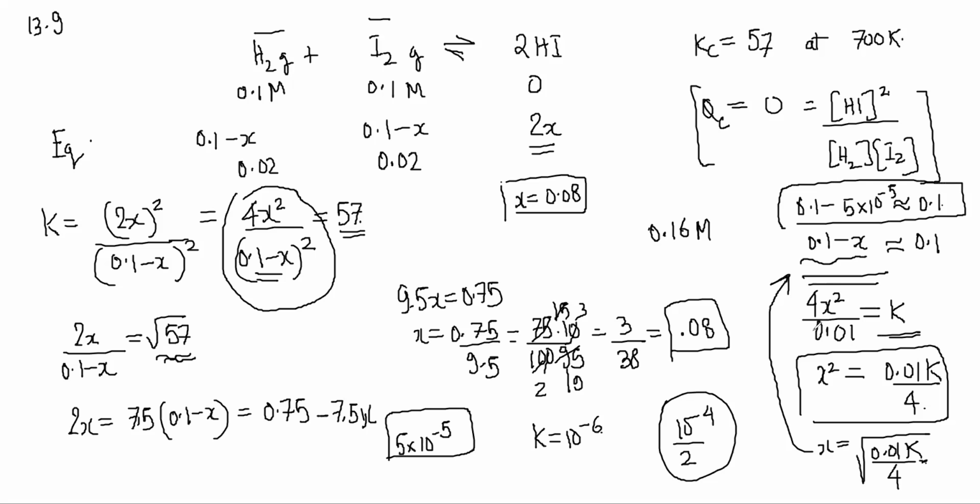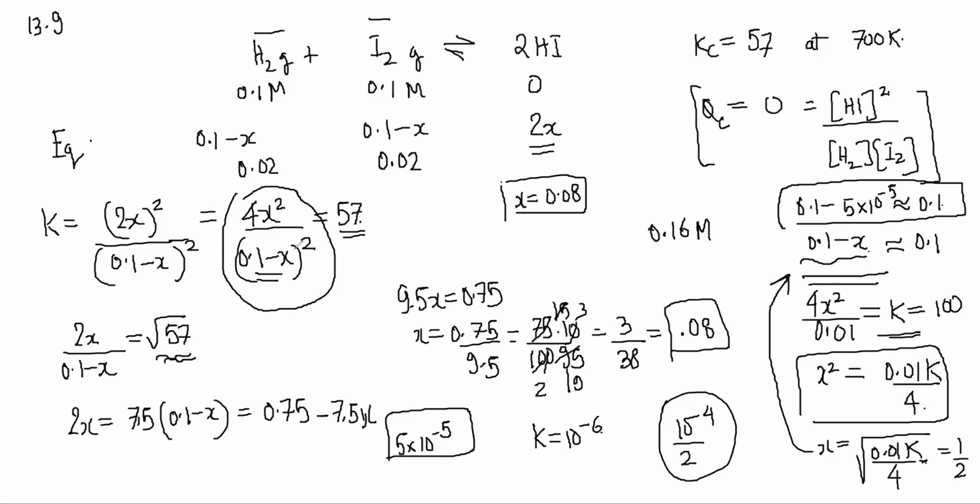However, if it was some high value of k, say 100 or something, then x is coming half, if k was 100. Then 0.1 minus half is unreasonable, but k value has to be something. If it was comparable, then that assumption is unreasonable, right? Then you will have to solve it by a regular way.